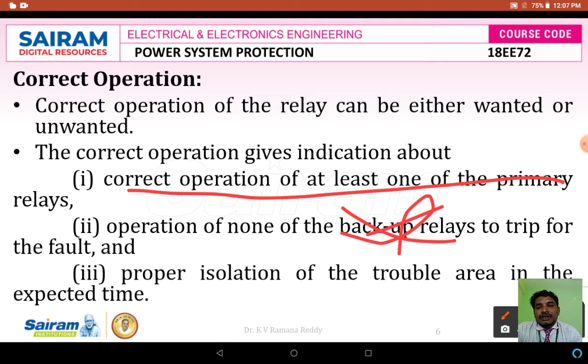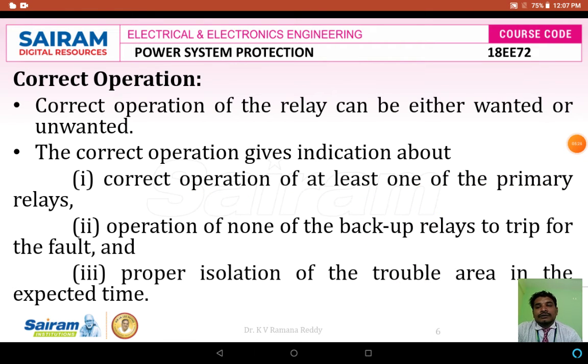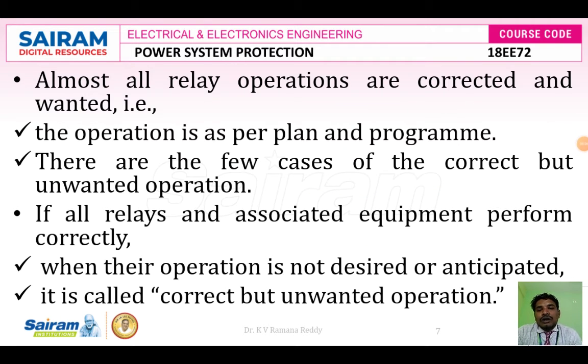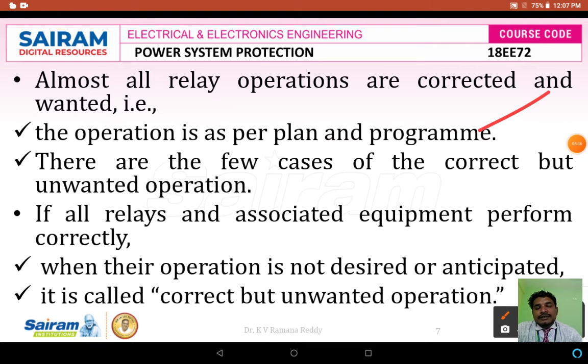Then only we can say that it performed a correct operation, and also it has to isolate the faulty element of the system from the healthy section of the system. Therefore, the trouble area we isolate within the expected time, then only it is a correct operation; otherwise the operation is not in a correct manner. So almost all relay operations are correct and wanted, because the operation is as per plan and program. If that happens, it is a correct operation.